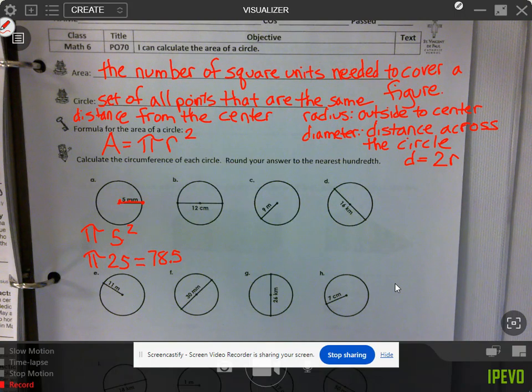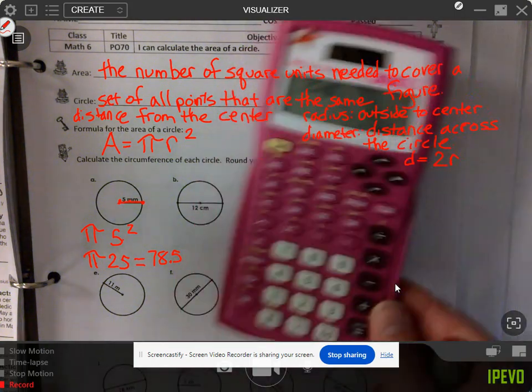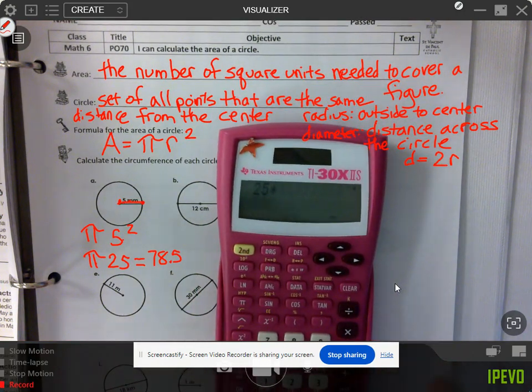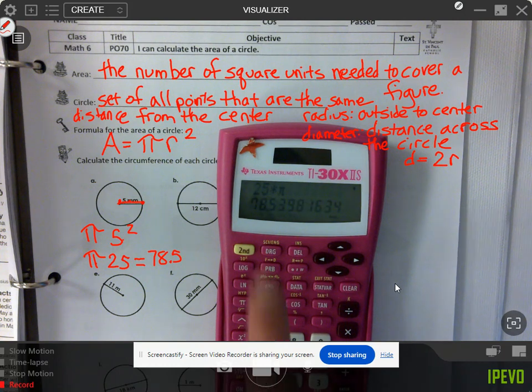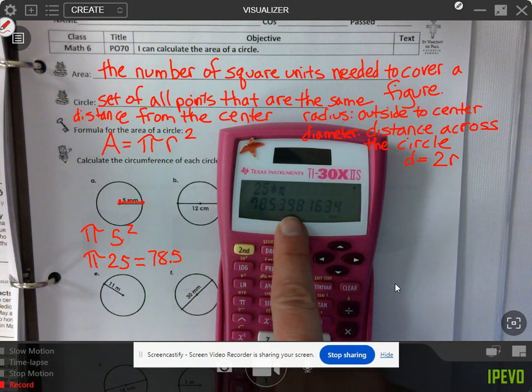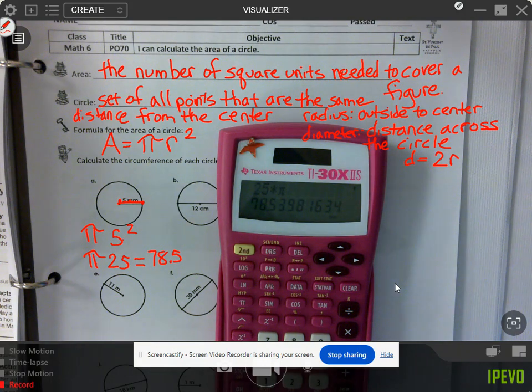25 times, if I do 25 times pi equals, I see 78.539. Remember, you have to look at that hundredth. We're rounding to the hundredth place, so we have to look at that thousandth place. There's a 9 there, so that 3 has to round up to the 4. Because we are rounding to the hundredths. I told us that when we were correcting. I talked about it last week.